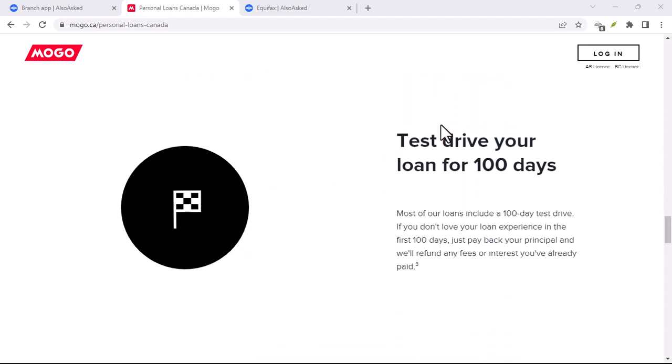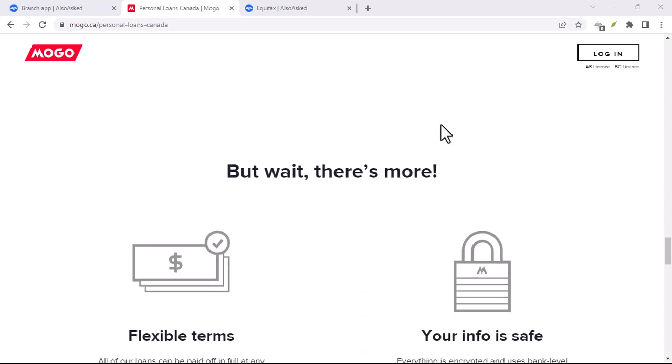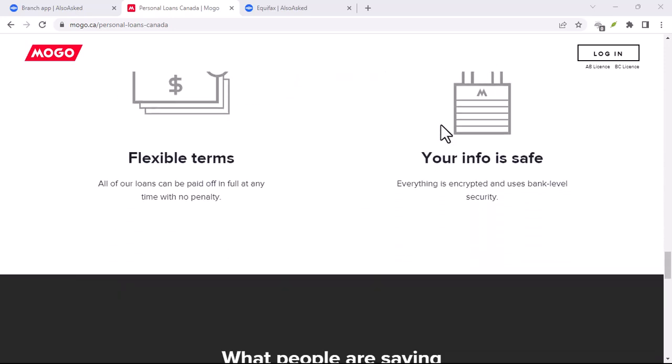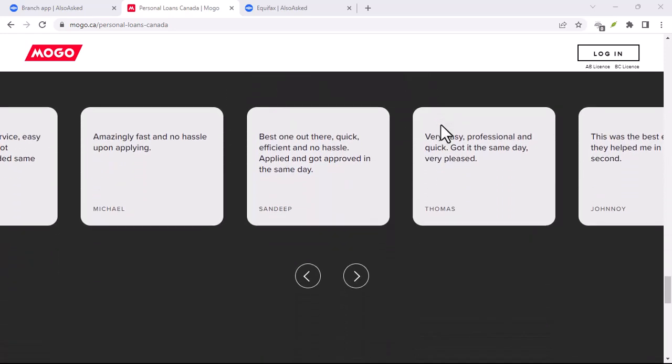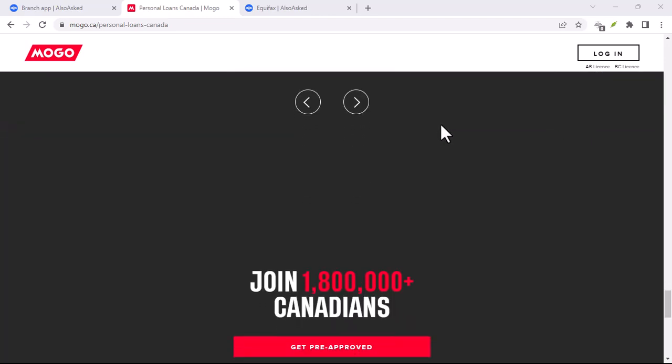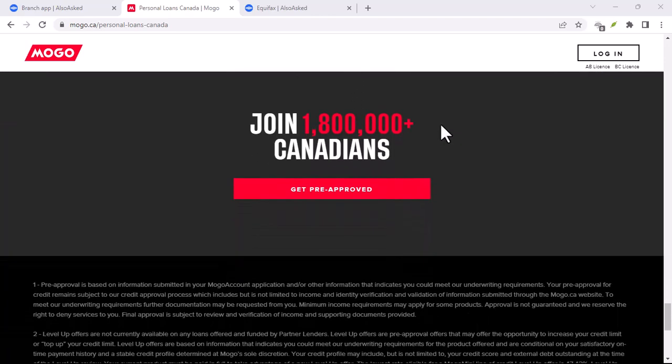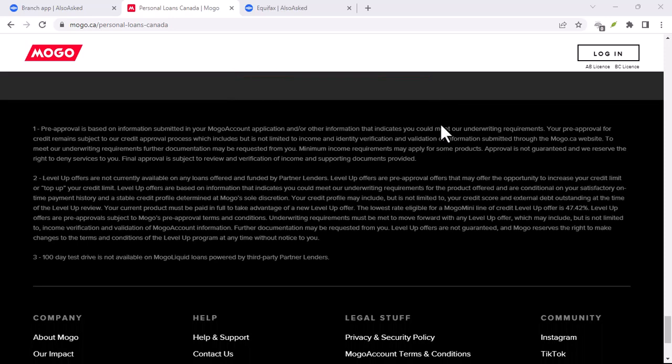Now that we've talked about Mogo's interest rates, let's take a look at some of the other factors you should consider when choosing a personal loan. Fees. Some lenders charge fees for origination, processing, or late payments. Be sure to ask about fees before you apply for a loan.